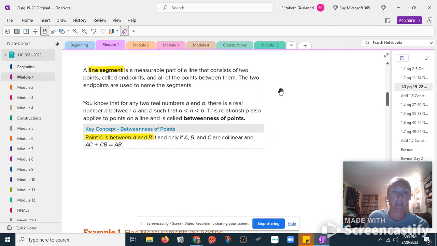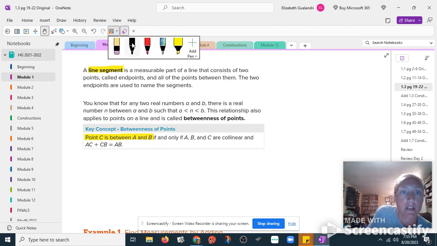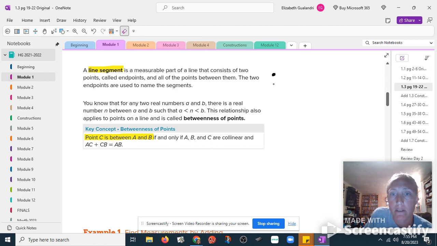A line segment is a measurable part of a line that consists of 2 points called endpoints and all of the points between them. The 2 endpoints are used to name the segments. So when we talk about a line segment, we are going to have a point. Maybe we call this point A. You're going to use a capital letter because it's a point, and we're going to have another point, and I can call this point B. Again, a capital letter because it's a point, and a line segment is the segment that connects the two of them. So it's right between them.